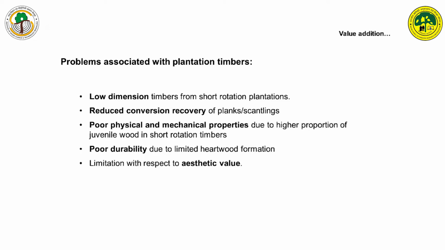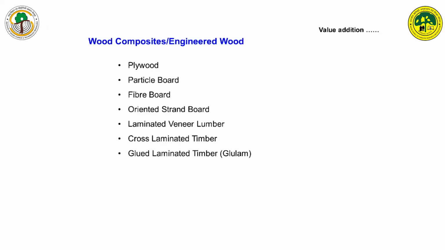And sometimes the physical and mechanical properties are also poor because we have a higher proportion of juvenile wood, because we harvest the timber in 10 to 15 years or maybe 20 years, and the heartwood formation is a bit low, and whatever we are using is mostly in the juvenile phase. So the physical and mechanical properties, even durability properties, can be a little inferior compared to primary timbers. And sometimes without the presence of heartwood, the aesthetic value also can be reduced. So these are certain limitations which we encounter with plantation timbers.